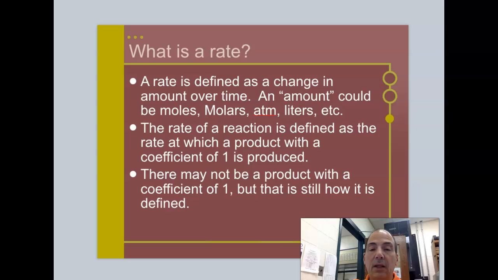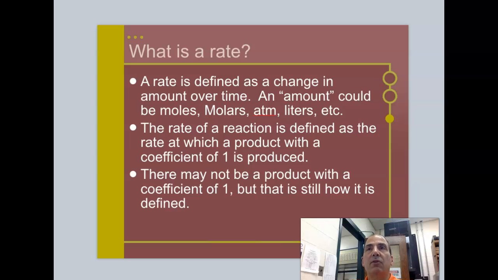All right, so now that all that background is out of the way, let's talk about what is a rate. Okay, a rate is defined as a change in amount over time. You've talked about rates in physics class, I'm sure, maybe even in math classes, okay? It's the same idea, except for us, an amount is going to be something like a change in amount of moles, a change in molars, a change in atmospheres, a change in liters, okay? Over time, of course.